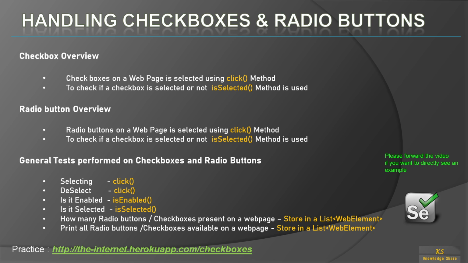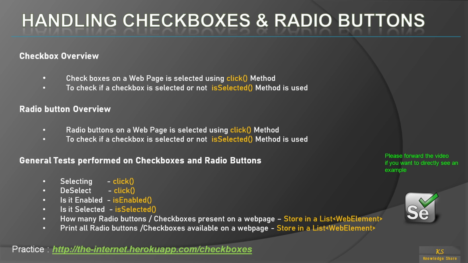For different web pages or different applications, you might see that a radio button is disabled, that means it's grayed out. Or a checkbox is grayed out and you cannot click or deselect anything on the checkbox. For that purpose, you can use the isEnabled method to check whether it is enabled or not, and based on that, you can either select or deselect that radio button or checkbox. So this is a very simple concept.